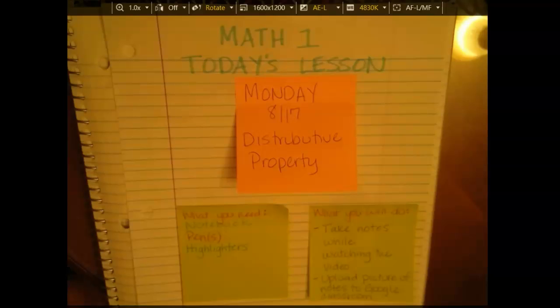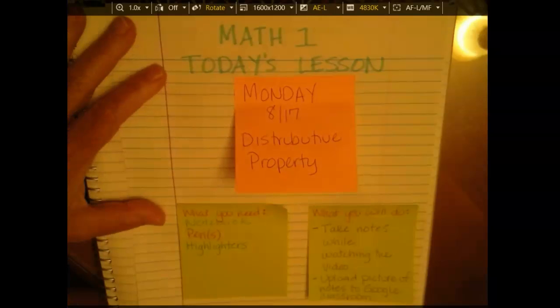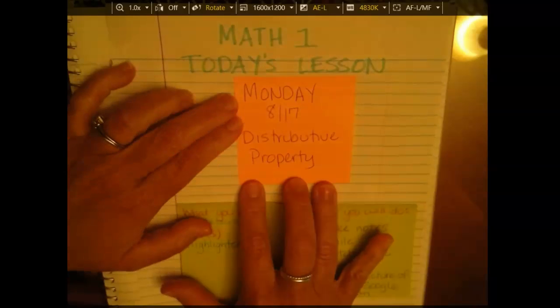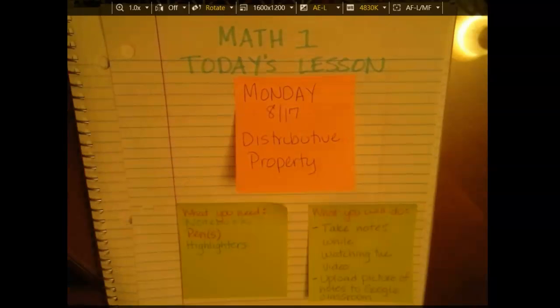What you're going to do right now during this video is take notes along with me while watching the video, and then you're going to upload a picture of your notes to the Google Classroom using the Cam Scanner app. You will have an assignment that goes with this distributive property lesson that is due Friday. The notes you take right now are due today, Monday, August 17th. That's your attendance and participation grade for today. The assignment you have all week to work on and is due Friday.